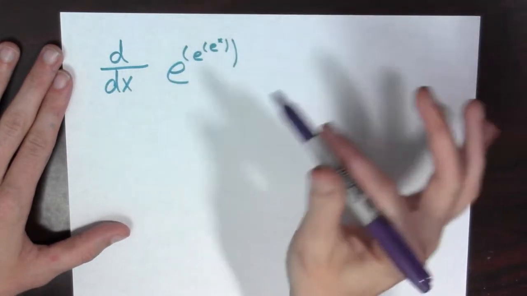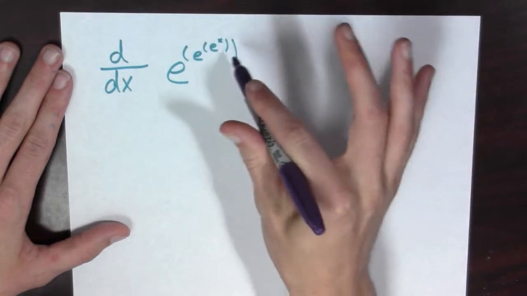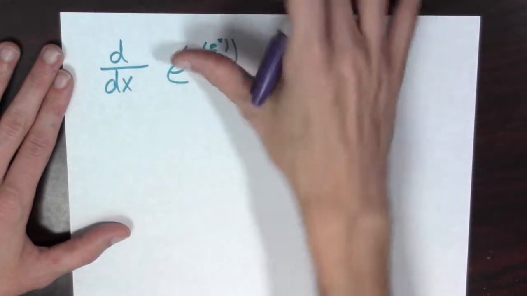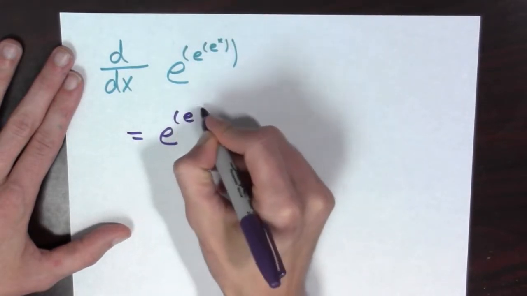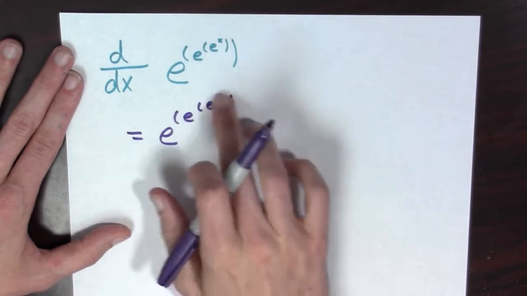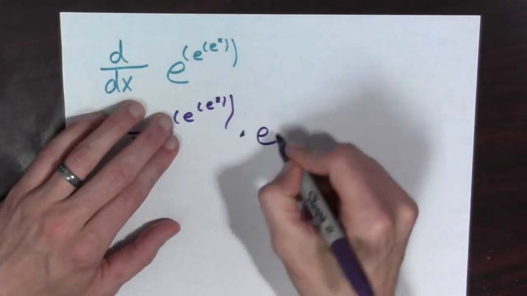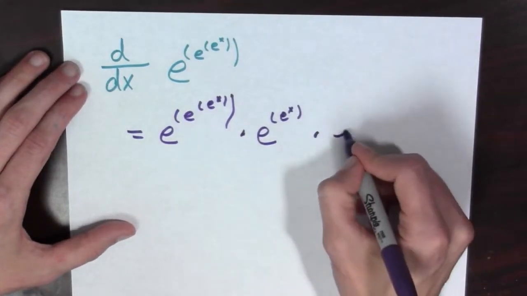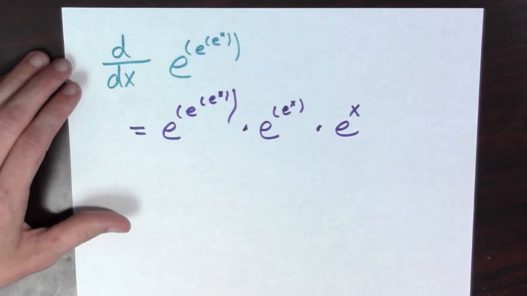Final example. Here we have our final example. It's the derivative with respect to x of e to the e to the e to the x. All right, so we're going to use the chain rule here, and first we'll take the derivative of the most outside function, so that's e to the e to the e to the x, and we'll multiply it by the derivative of the next inner function, so that's going to be e to the e to the x, and now we multiply this by the derivative of the inside function. And this is our final answer.